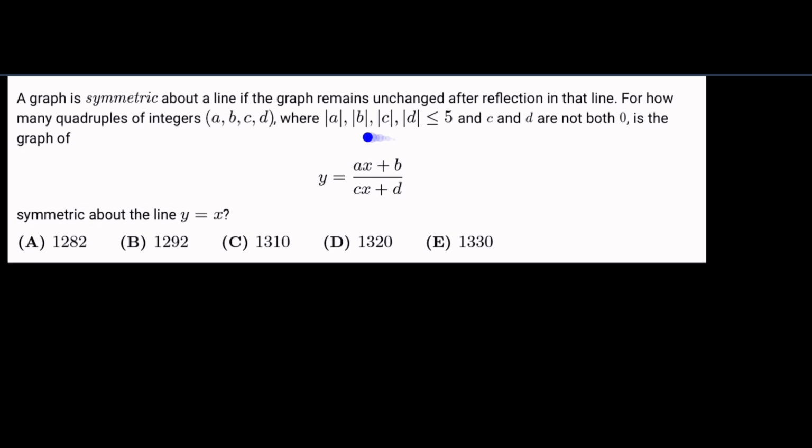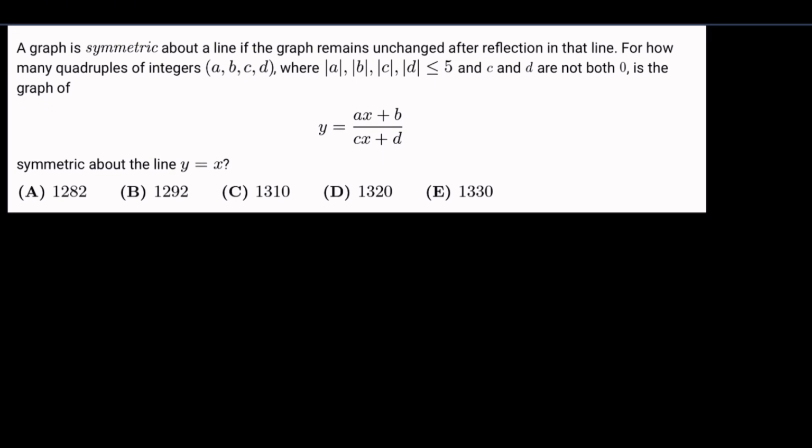So in this case, the function itself is symmetrical to y equals x, which means the inverse function is identical to the original function y. That's the key information we need to know in order to go about solving this problem. So how do we calculate the inverse function?